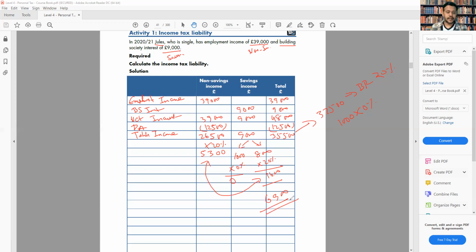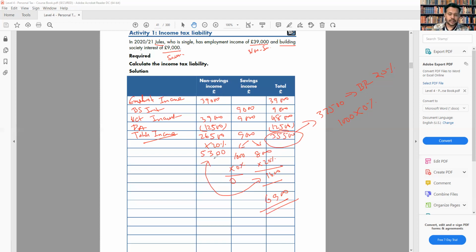So we have to first find the taxable income. Then we have to see what type of taxpayer he is. So you can see the total income is 35,500. That is less than 37,500. So we understand he's a basic rate taxpayer. And for that reason, he will pay tax at 20%, and he will get an allowance of 1,000 for the savings income.